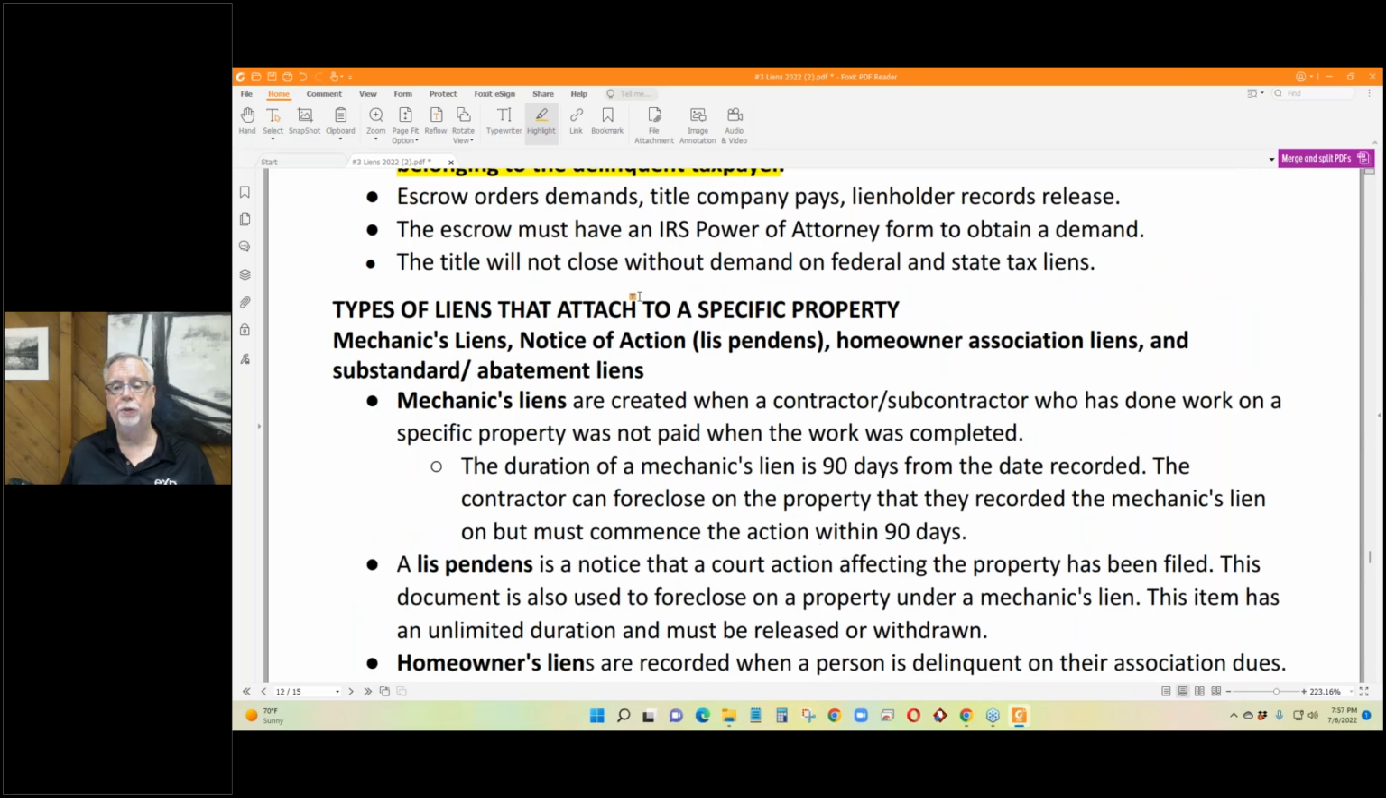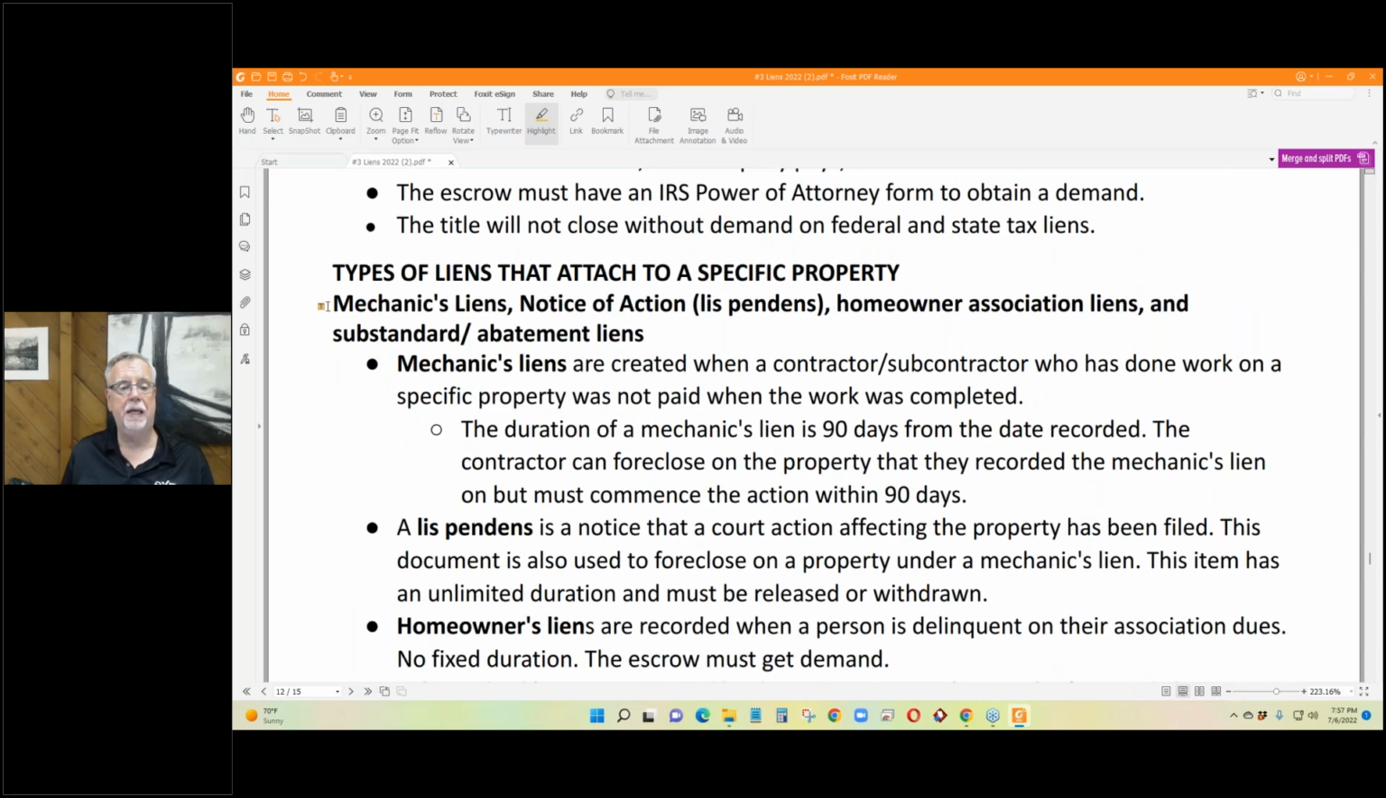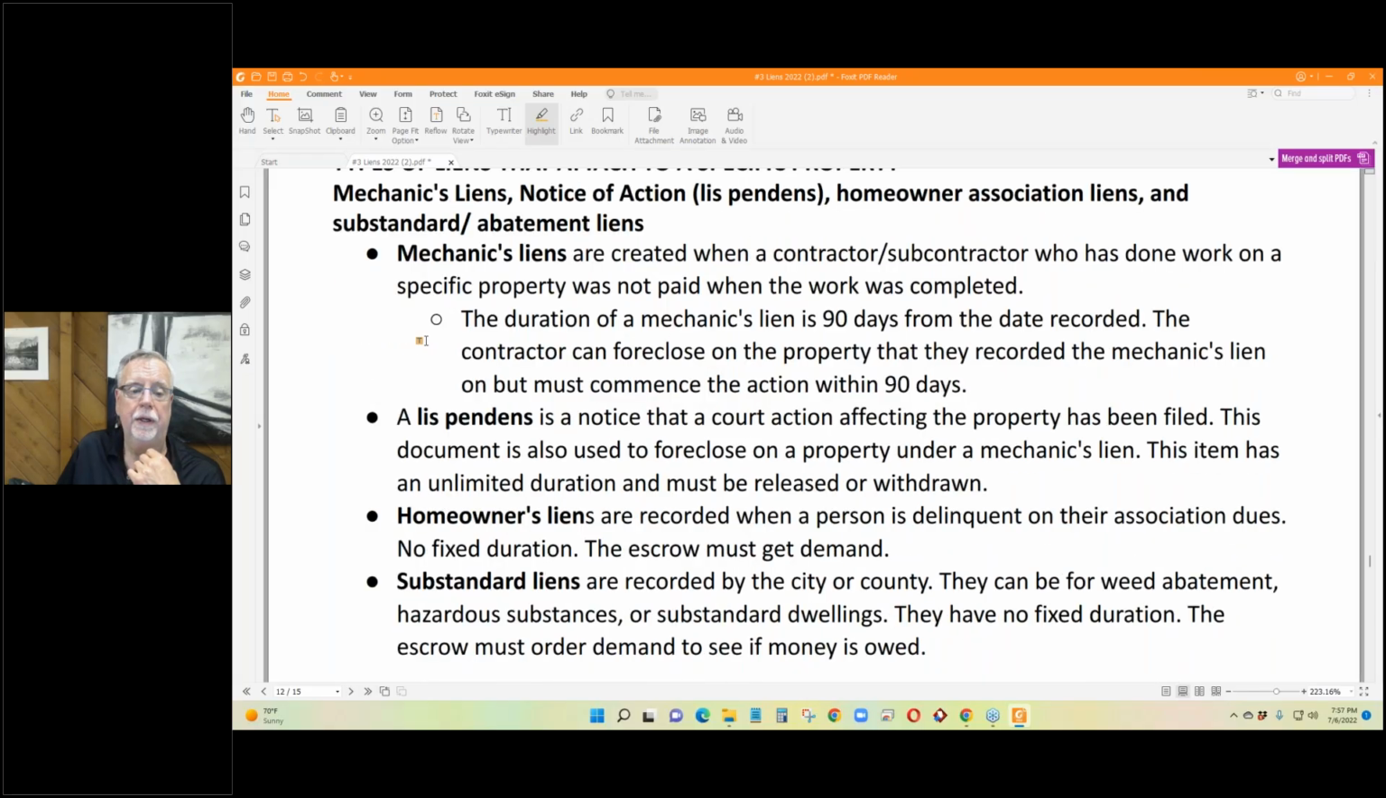Types of liens that attach to a specific property: the mechanics lien, the lis pendens, homeowner association liens. They're all specific to the property. Mechanics liens are when a contractor hasn't been paid. Its duration is 90 days from the date recorded. We're going to cover that a little bit later. The lis pendens is a notice of a court action. We're going to cover that later.